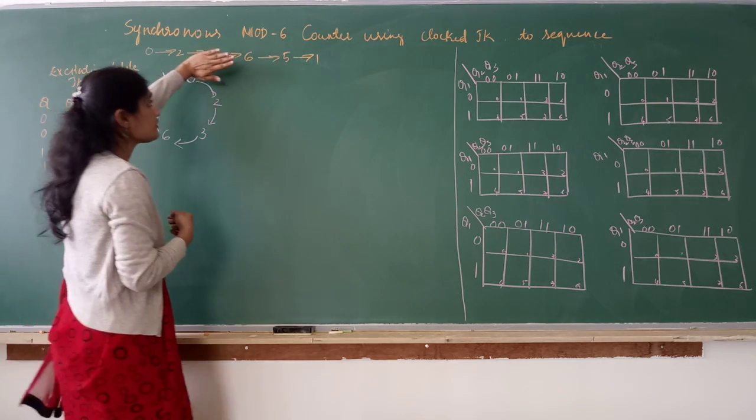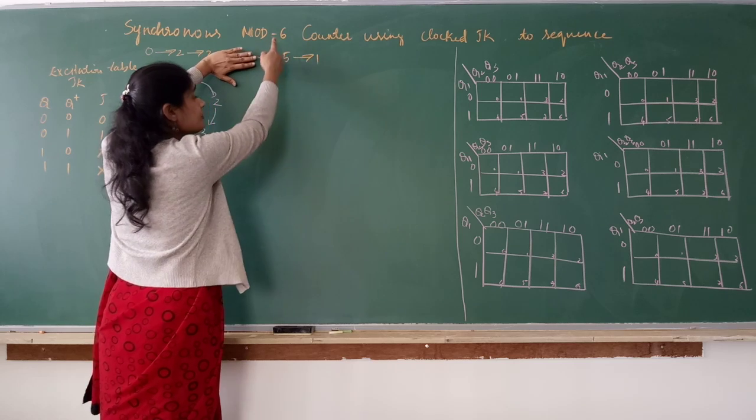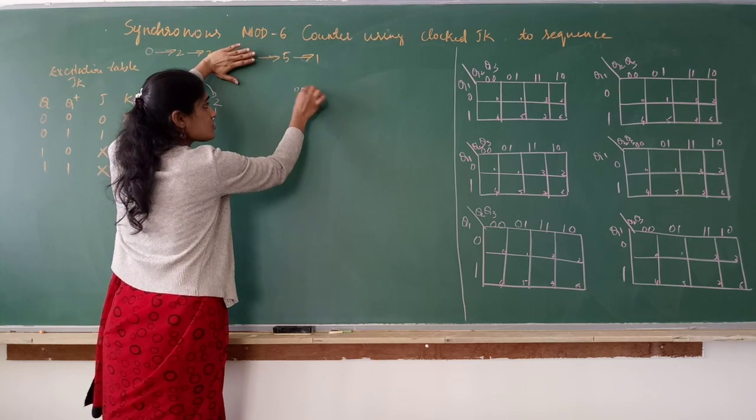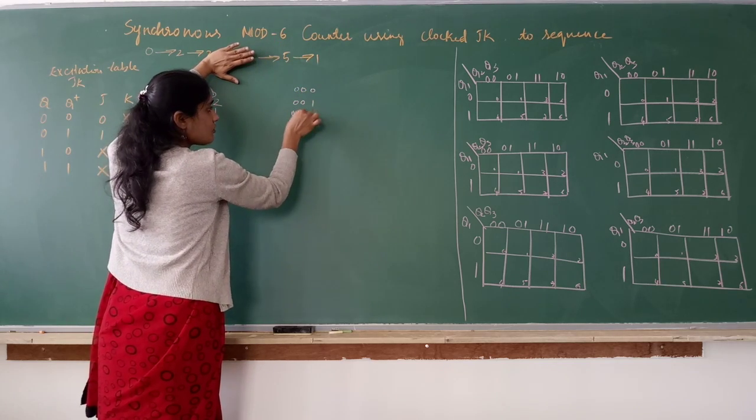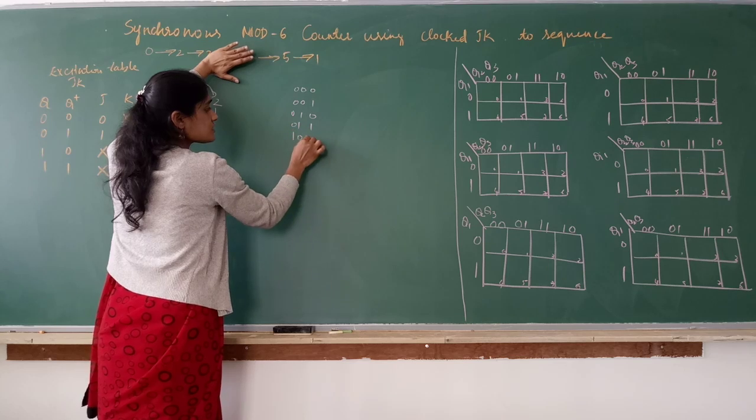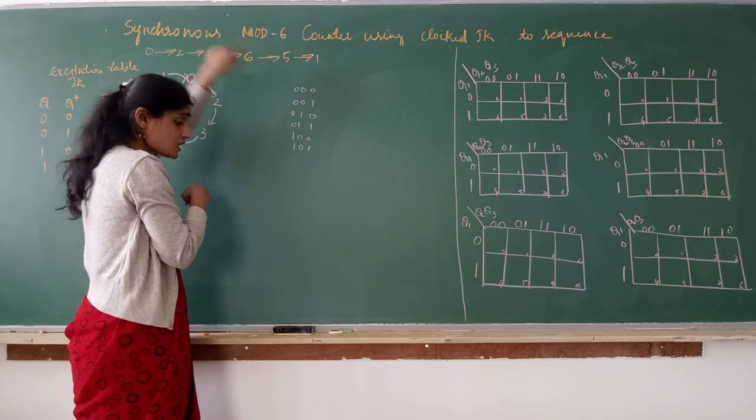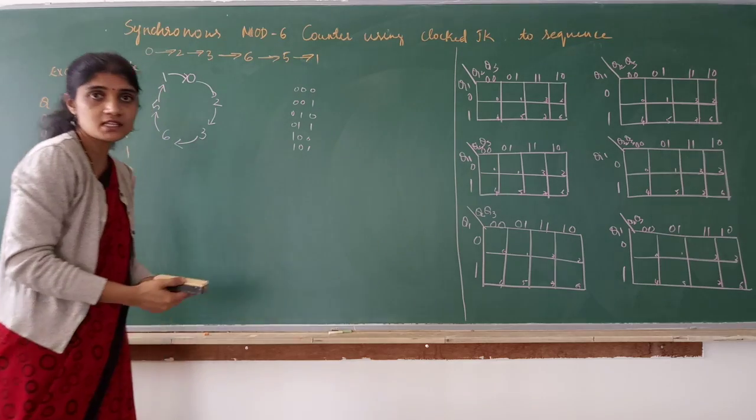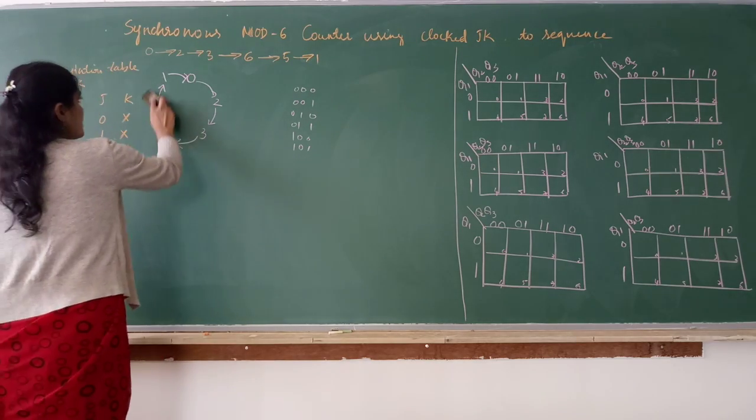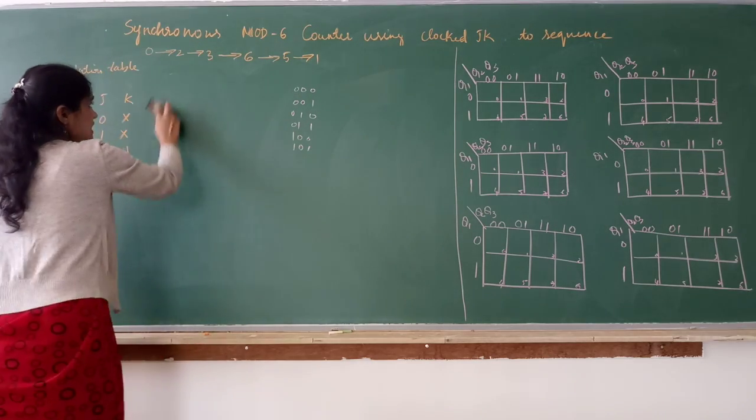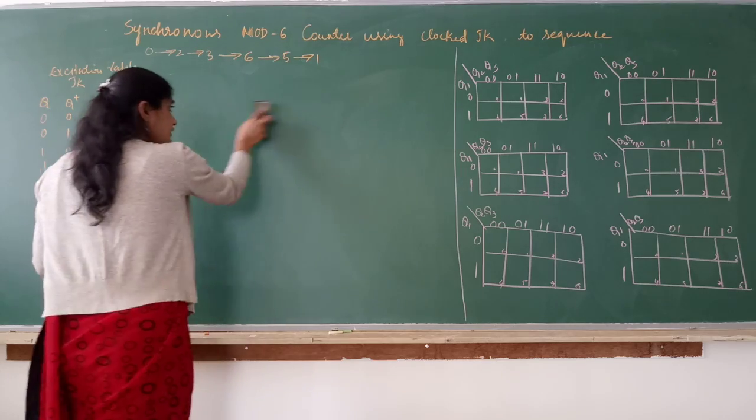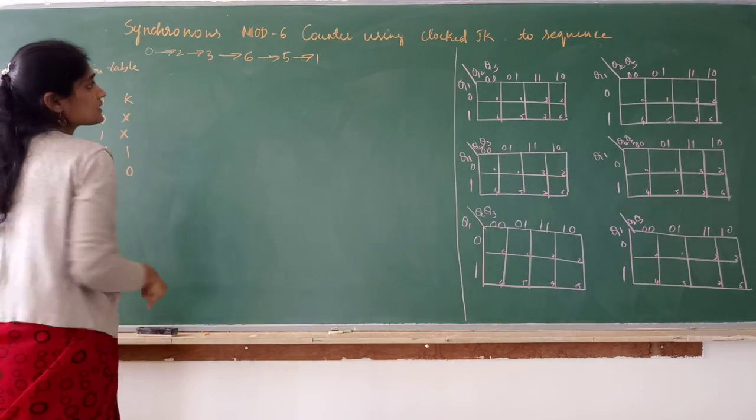If they don't give the sequence, for a mod 6 counter you can take 000, 001, 010, 011, 100, 101, that is 0 to 5, totally 6 sequences. If the sequence is given to you, you have to take the same sequence. So now we have to design a counter using JK flip-flop for this sequence.